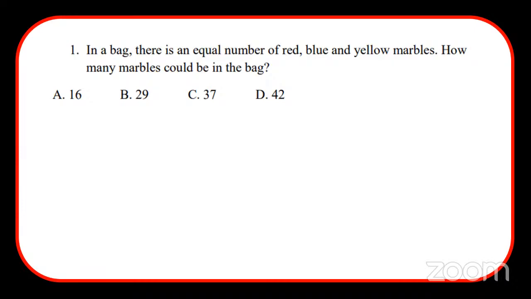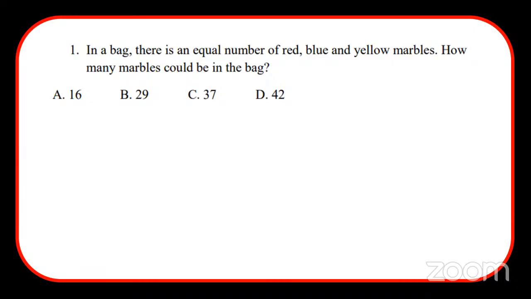So if you look, you realize that A, B, C, which is 16, 29, and 37, when divided by 3, there is a remainder. But 42, there is no remainder, and we're looking for 3 groups. So good job, guys. The answer is 42 simply because we have 3 different color marbles, and it says equal number of those different colors. So we're looking for the amount that when divided by 3, we get equal groups and there is no remainder.